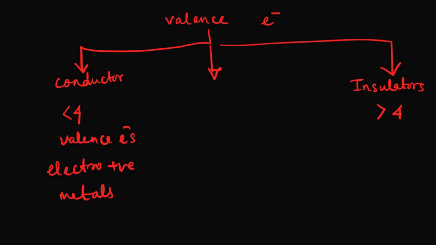If the number of valence electrons of an atom is more than 4, the material is usually a non-metal or insulator, and we can give examples of chlorine, fluorine, nitrogen, sulfur, neon. All these are non-metals and insulators.